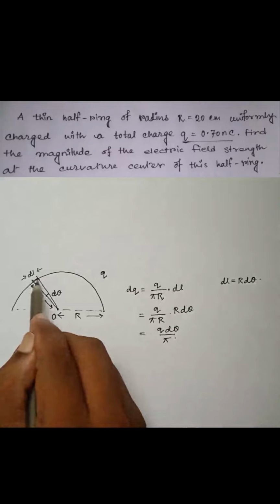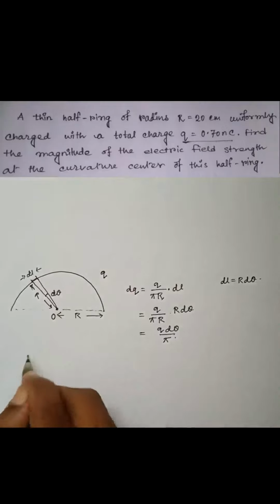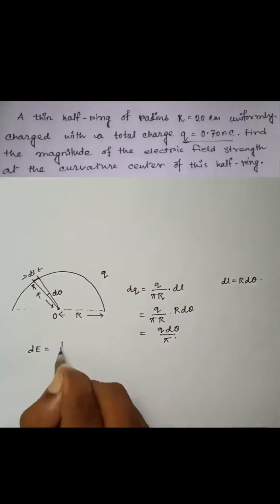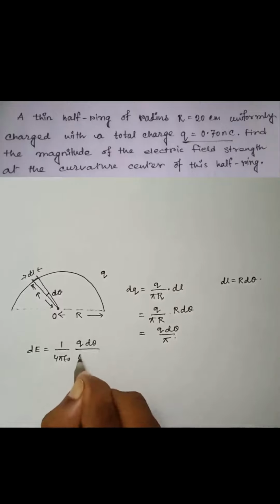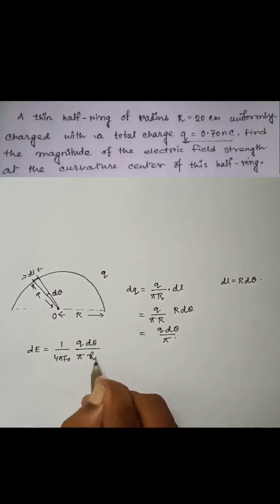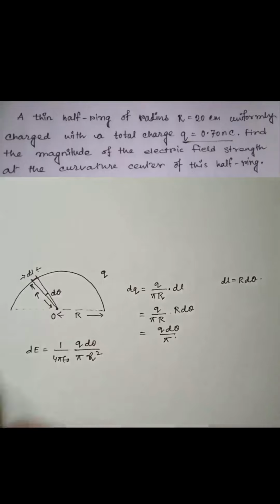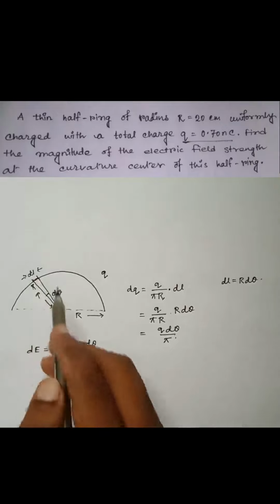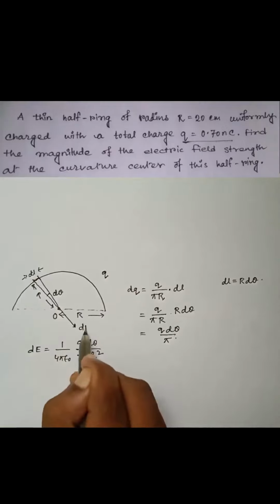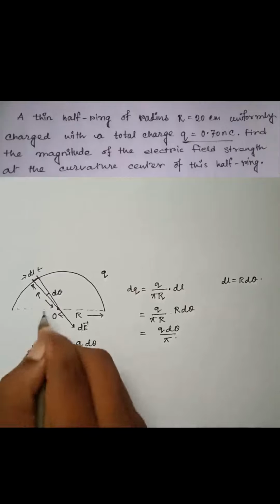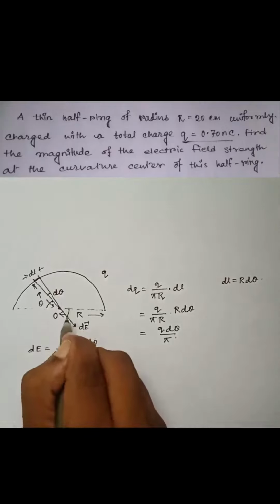Now due to this little amount of charge, I will calculate the electric field at O. Let this electric field be dE, and that dE will be equal to 1 by 4 pi epsilon naught dq by r square, that means q d theta by pi r square. Now if I perform integration over the whole wire, then I will get the total value of the electric field at O. But before doing this, let's see the direction of the electric field at O due to this little charge. As this charge is positive, the electric field will be directed radially outward. Let us consider this angle as theta. So this angle is also theta.